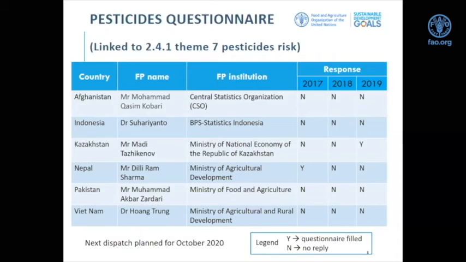Pesticide is linked to the team 7, which is the sub-indicator management of pesticides. This is clearly the questionnaire where we lack the data the most. We can see a lot of N, which means that we didn't receive any information from many countries, and for mostly all the years, the last 3 years.